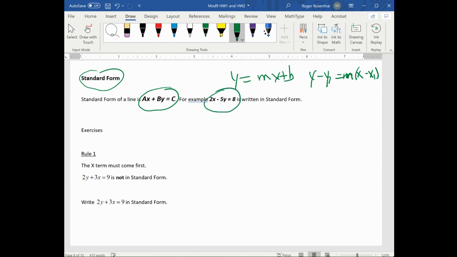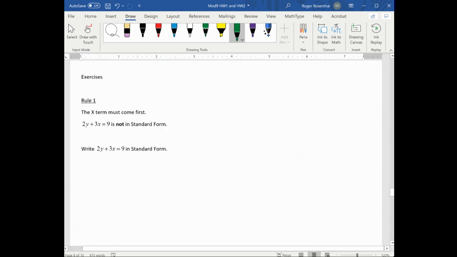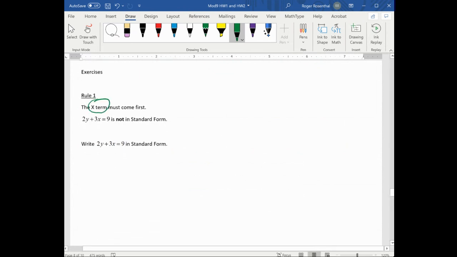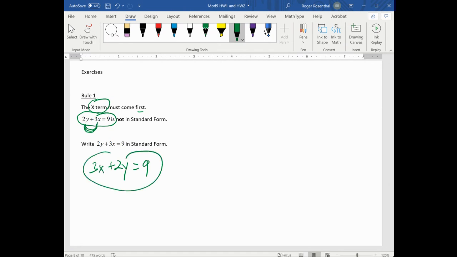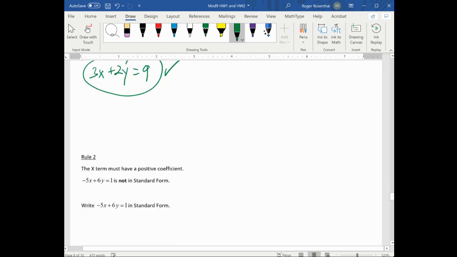This, by the way, is one example of standard form, but we need to look at some examples so you know the rules. Okay, rule 1. The x term has to come first. So this equation would not be in standard form. But if I take that equation and I just swap the order of those two things, I get 3x plus 2y equals 9. That's now the very same line, but now it is in standard form. So the first rule is the x term always has to come first. Y is not allowed to come first if we're going to be in standard form.